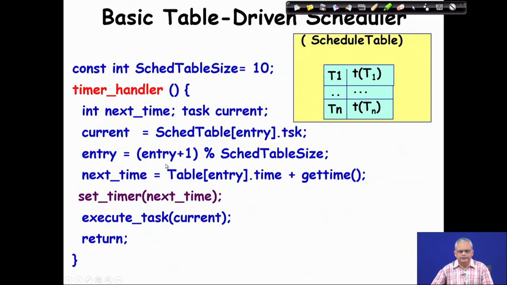And then the entry is incremented to point to the next entry in the table, and it is taken modulo the schedule table size, because it just keeps on executing that. So, the next time is given by the table entry time, that is, get time, the current time, plus the time that is required by the task.